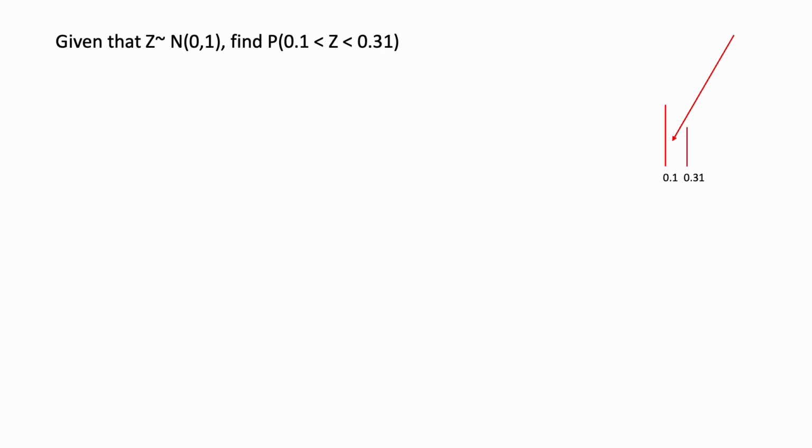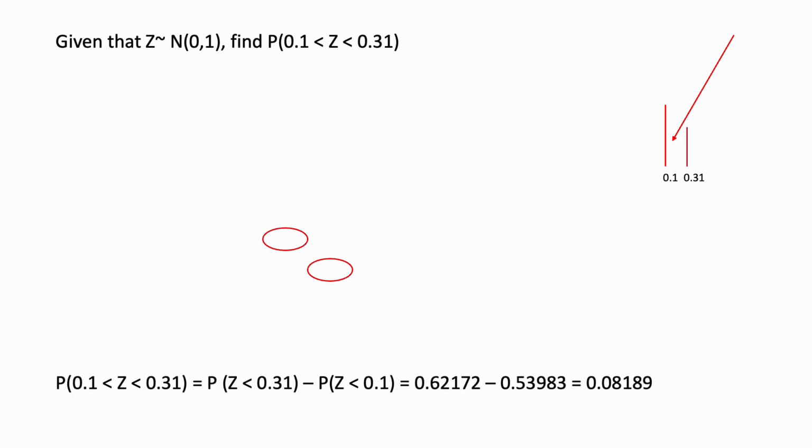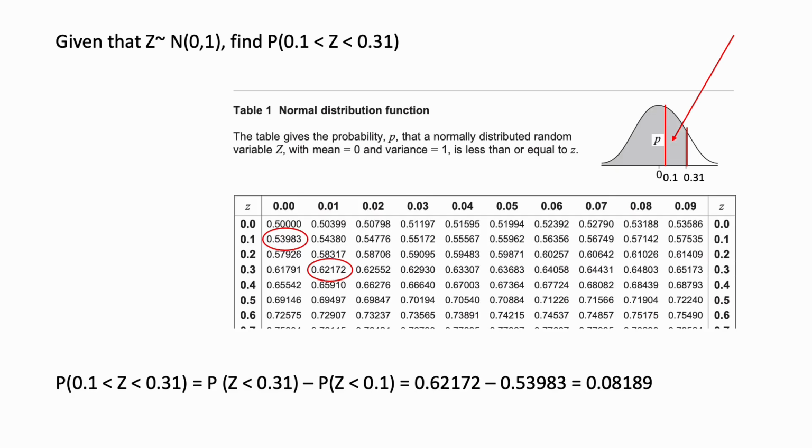And another example, again I've forgotten to add the animations in the correct order, but never mind. Here we're looking for the probability that Z is in between 0.1 and 0.31. So it's this part here where the arrow's pointing. And so to do that, what we need to do is work out the probability of this whole left-hand side, less than 0.31, and then take away the part that's less than 0.1, and then that will give us what's left, will give us the answer.